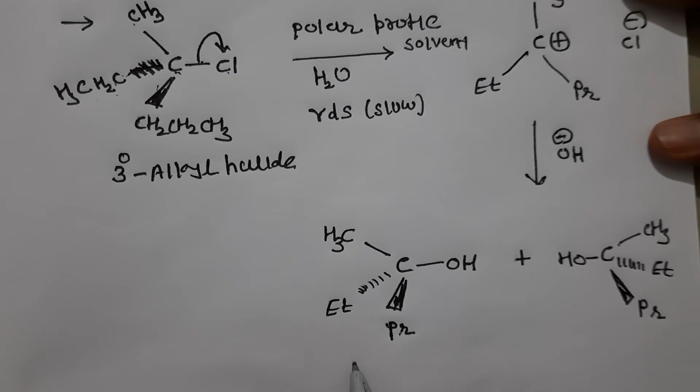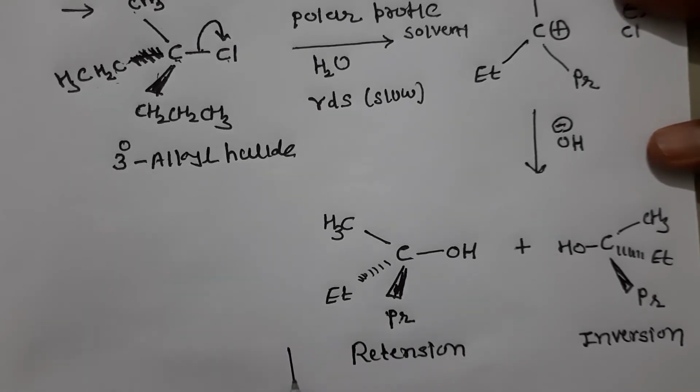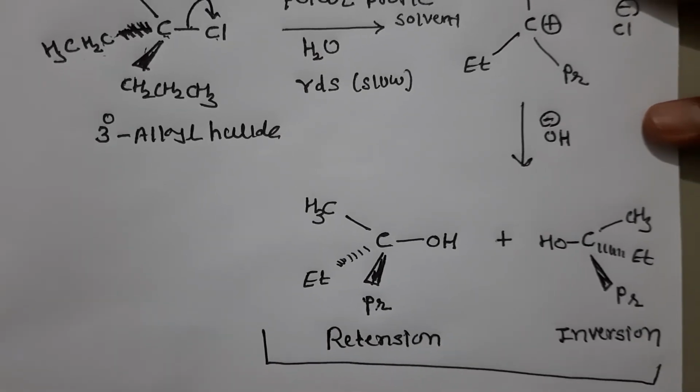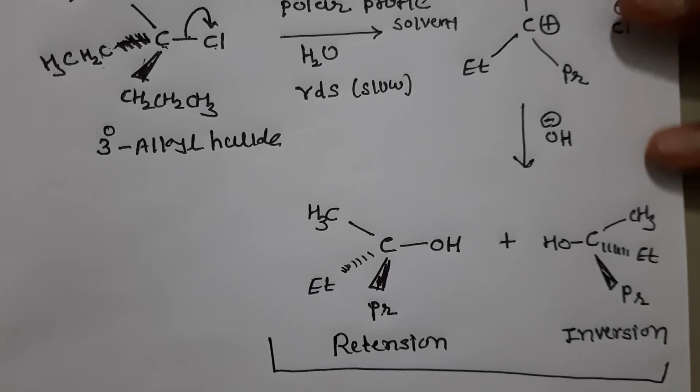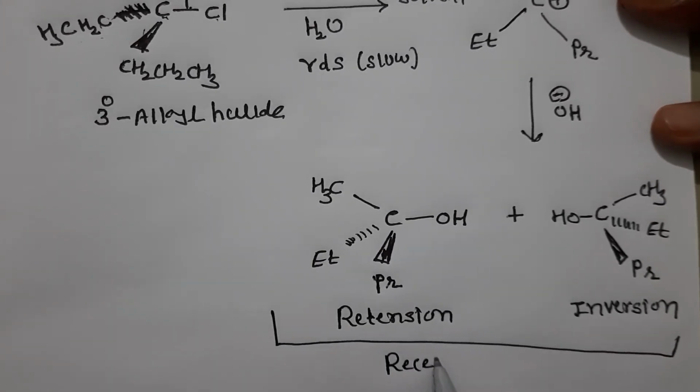So here retention occurs, the same configuration, retention in the configuration, and here inversion in the configuration. In the mixture of these products there is a chance of these two products, 50% retention and 50% inversion, and we call it a racemic mixture.